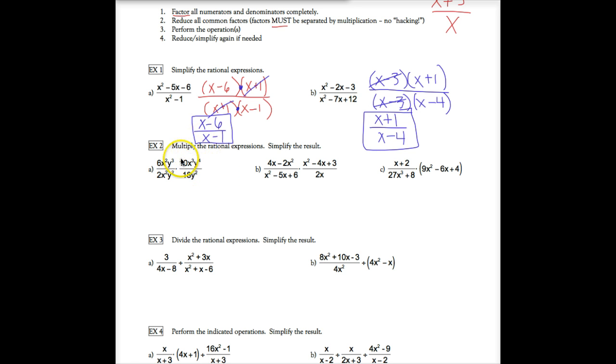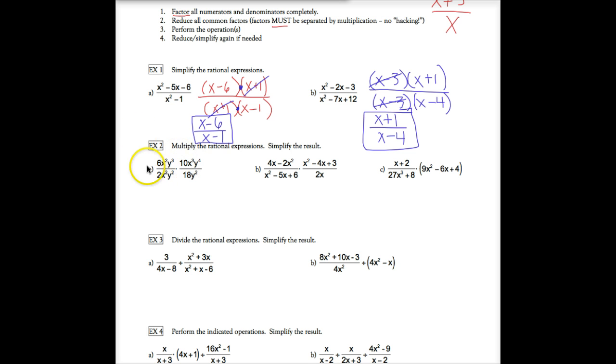Okay, so those were the simplifying ones. Now we're going to look at ones where you have to multiply. So these ones, notice everything is multiplication, which means everything is up for grabs with reducing. You can reduce up and down. You can reduce across, just like you can when you multiply regular fractions. So it's up to you the approach that you want to take.